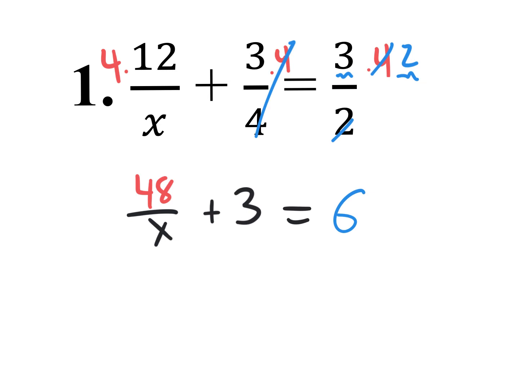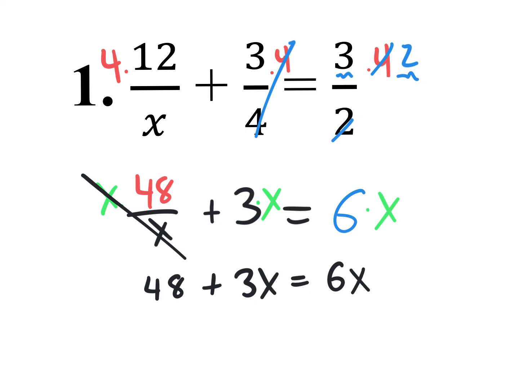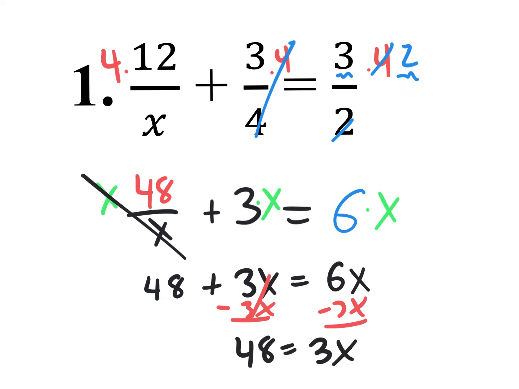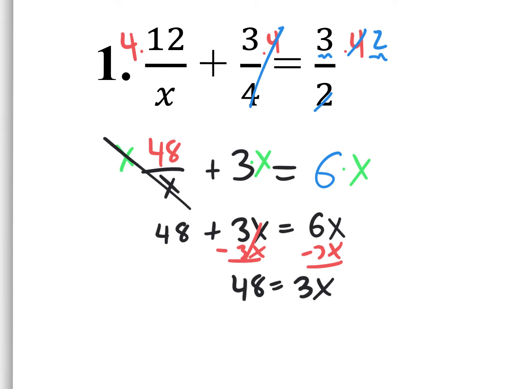So I still need to get rid of the other fraction, the one that has it over x, so I'm going to multiply everything by what? X. That's right. Times x here, times x there, times x there. This will cancel. You end up with 48 plus 3x equals 6x. Now we have an equation with no more fractions. Let's get x by itself on one side. Subtract 3x. Subtract 3x. We're going to end up with 48 equaling 3x. Final step will be to get rid of that multiplication of 3 in front of the x, dividing by 3, dividing by 3. That'll give us our answer, x equals 16.